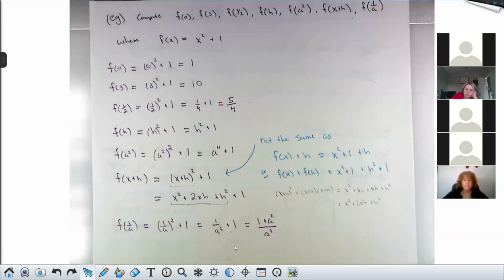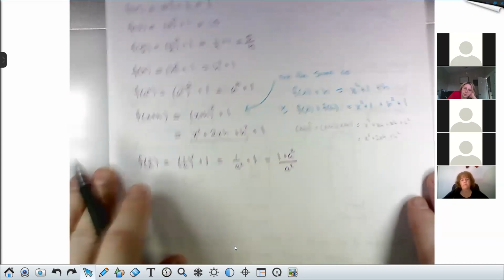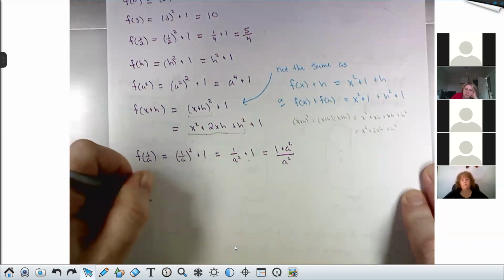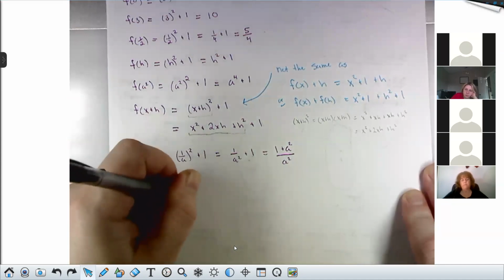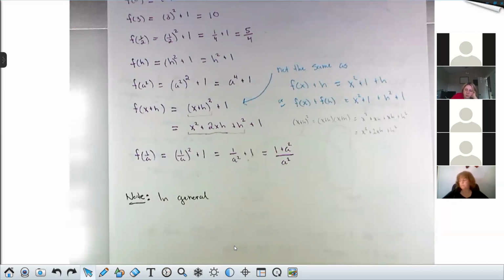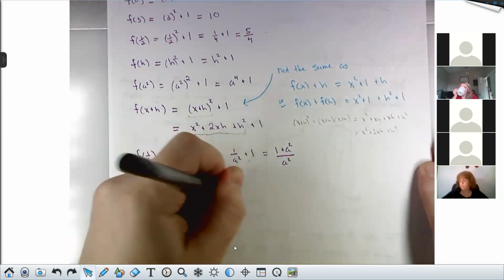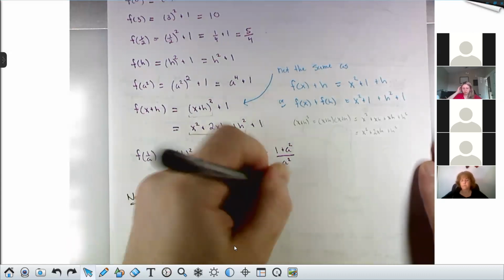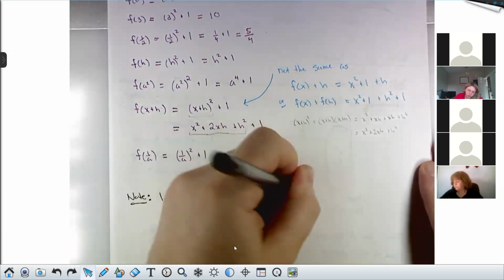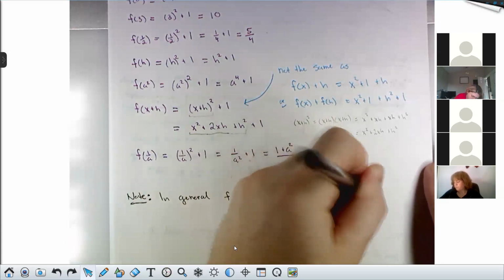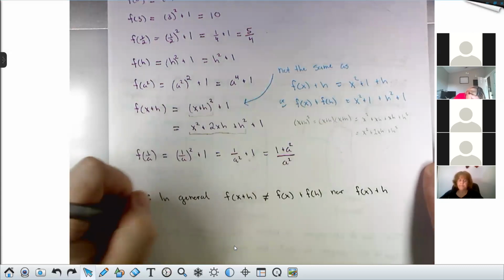Okay. I did want to make just a slightly more general comment. In general, and in math, the word in general means the way you should think about it most of the time. Meaning, in general here, f of x plus h is not equal to f of x plus f of h, nor equal to f of x plus h, or anything like that.